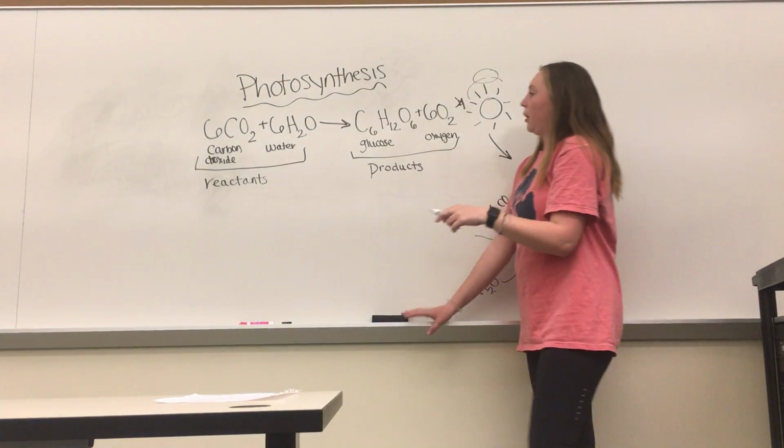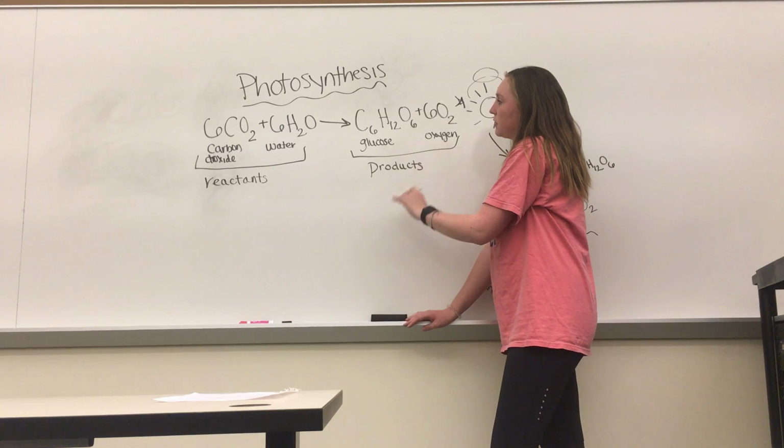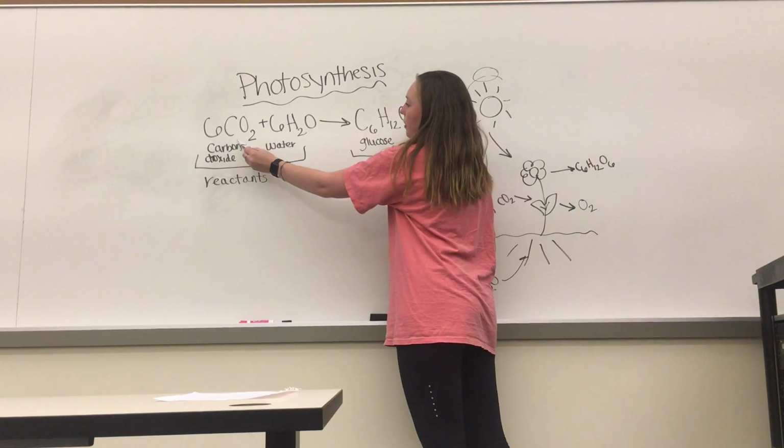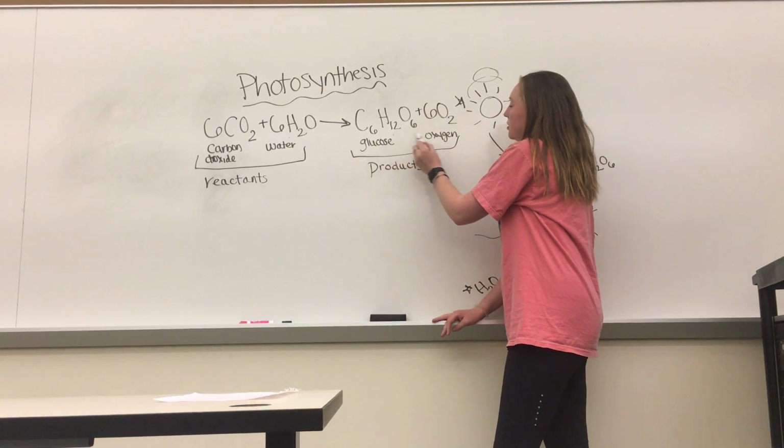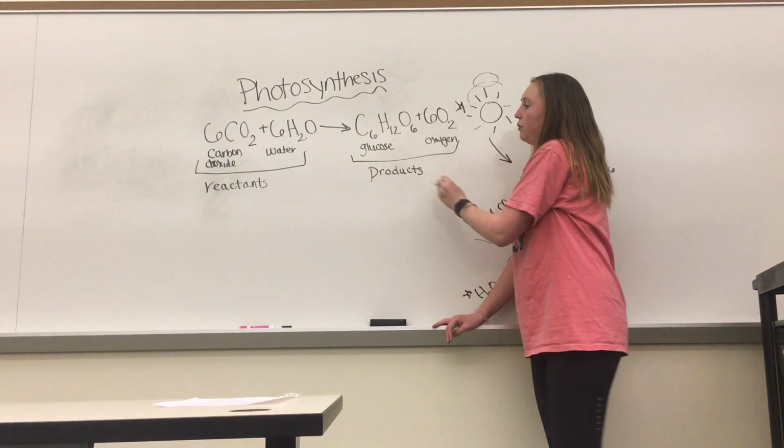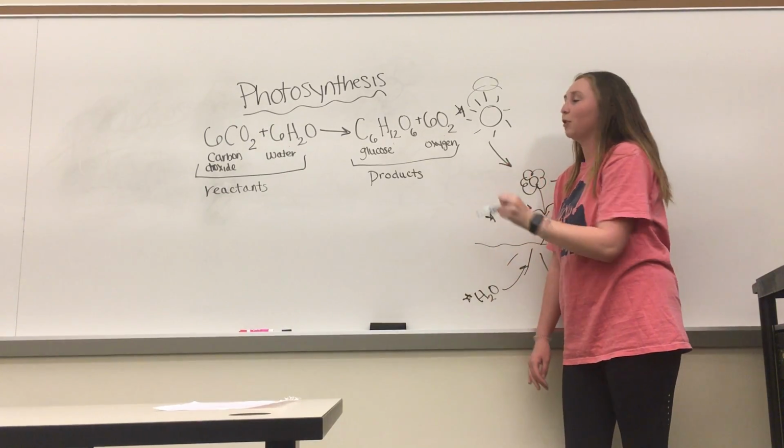And so one more time, our equation here for photosynthesis altogether is going to be carbon dioxide plus water is going to yield glucose and oxygen as your final product. And that is photosynthesis.